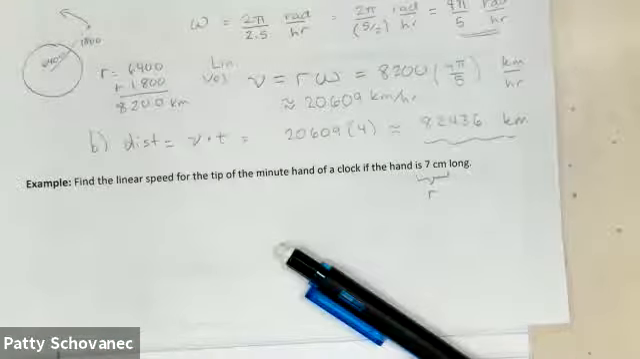So to figure out the angular speed of the minute hand, what is its angular speed? I don't know. Tell me how to do it. How long does it take the minute hand to get around the clock? 60 minutes to get all the way around the clock, right? So 1 revolution of the minute hand is 60 minutes, right? 1 revolution is 60 minutes.